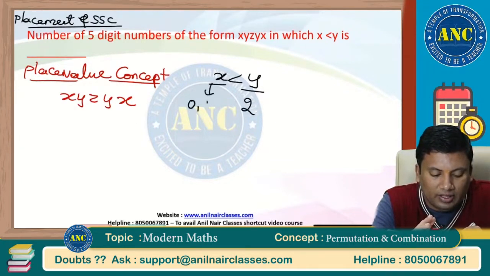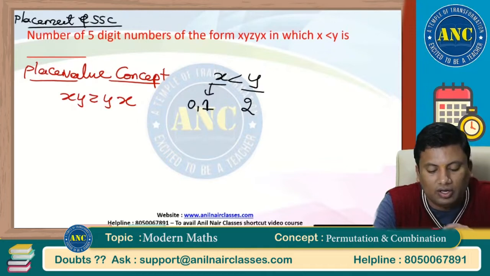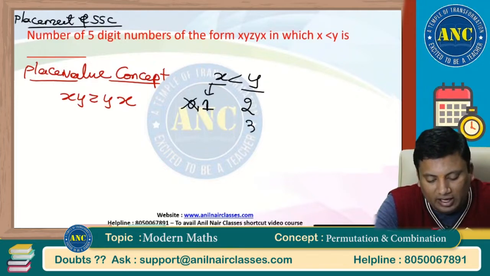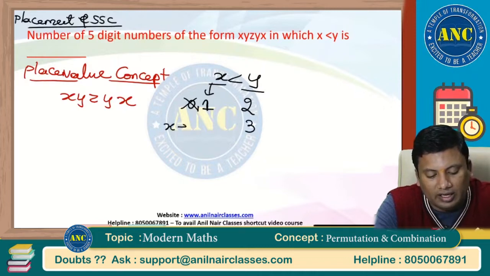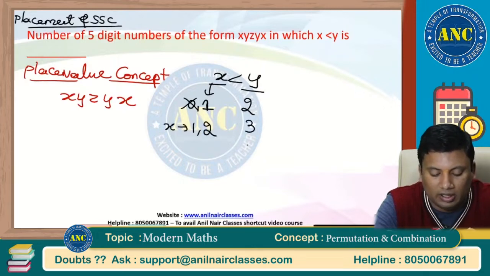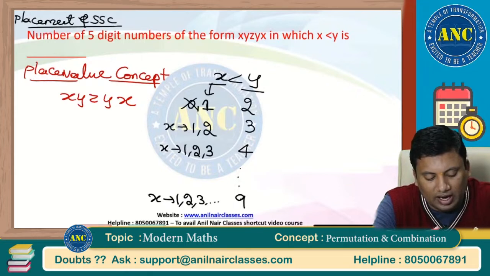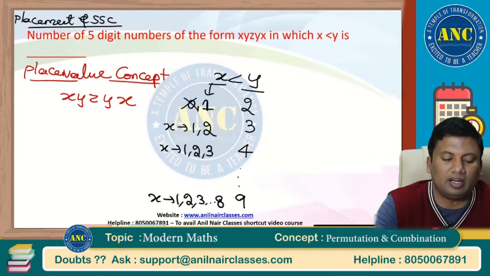X can be 0 and 1. 0 is less than 2, 1 is less than 2, but X cannot take 0. Are you all with me? Like that, if Y is 3, X can take 1, 2. If Y is 4, X can take 1, 2 and 3. If Y is 9, X can take 1, 2, 3 till 8.